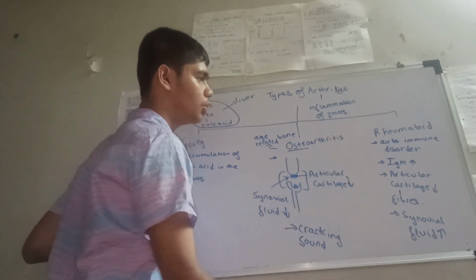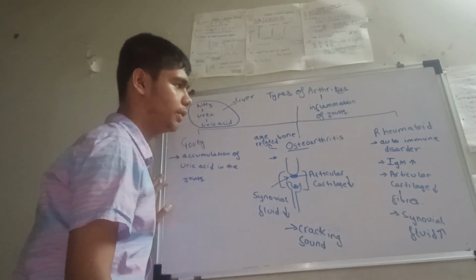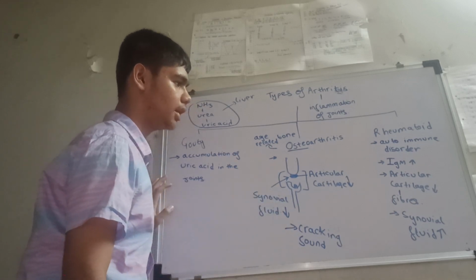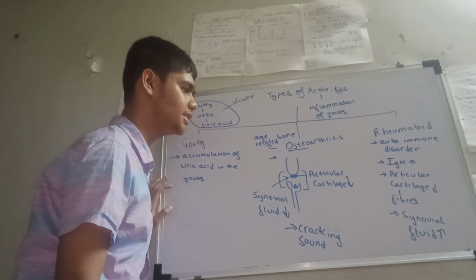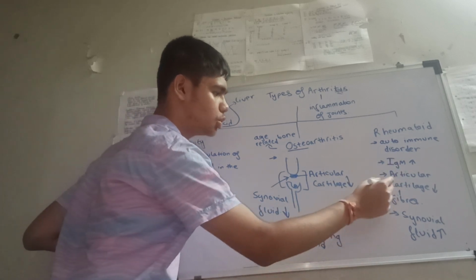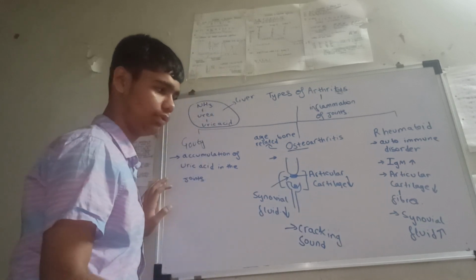And then we studied rheumatoid arthritis, which is an autoimmune disorder, and in this IgM is increased, and due to increased IgM, what happens? Articular cartilage decreases and changes to fibers, and the synovial fluid is increased.